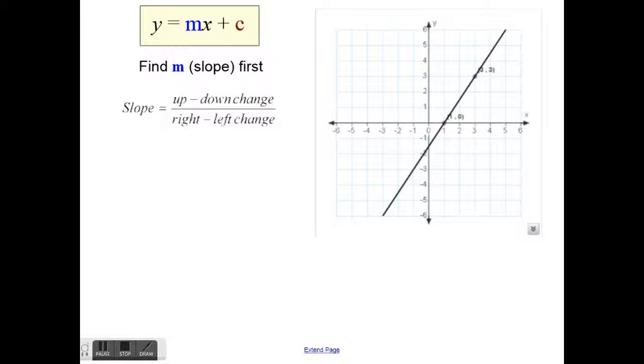So clearly, we cannot see the c value here. It's somewhere in between -1 and -2, but I cannot see exactly where it's at. So that tells me right now that I'm going to have to use algebra to solve it. Okay? But what I can find is my slope. I have 2 points here that I can use to find my slope.